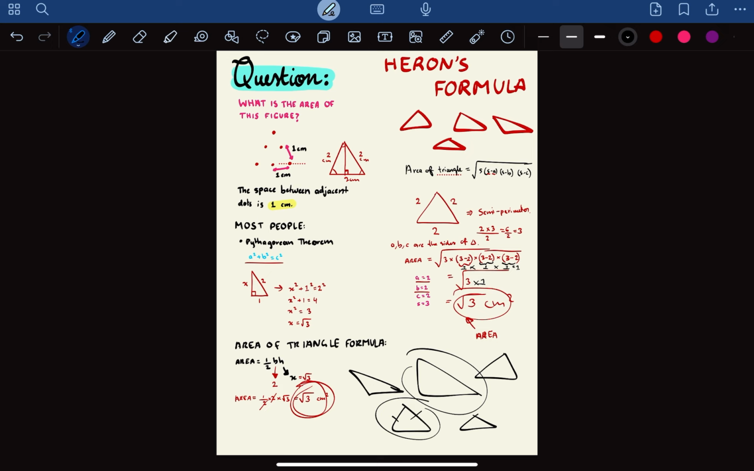So I really hope it all made sense to you. I hope you learned something new and that you understand Heron's formula. I hope that you can use this in your maths class or whenever you're going for a competition. This is going to be really, really useful.